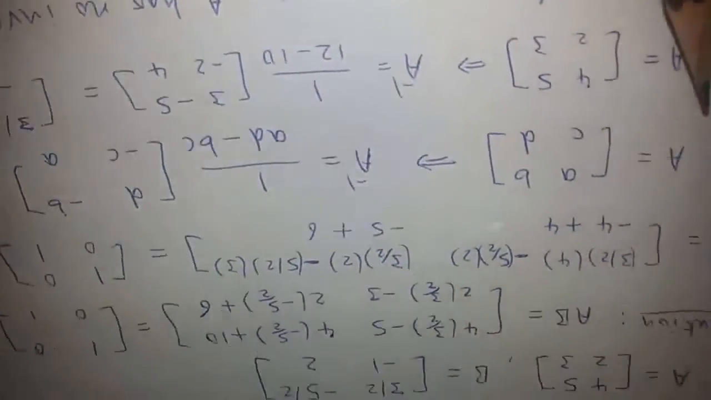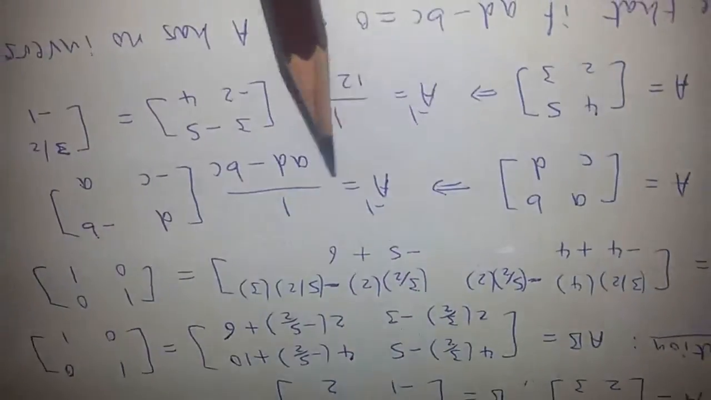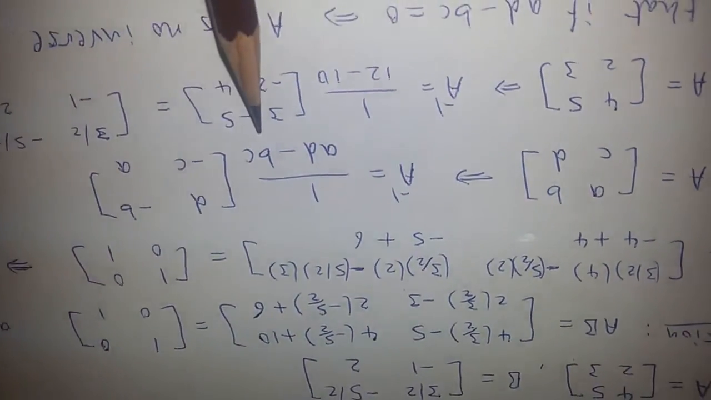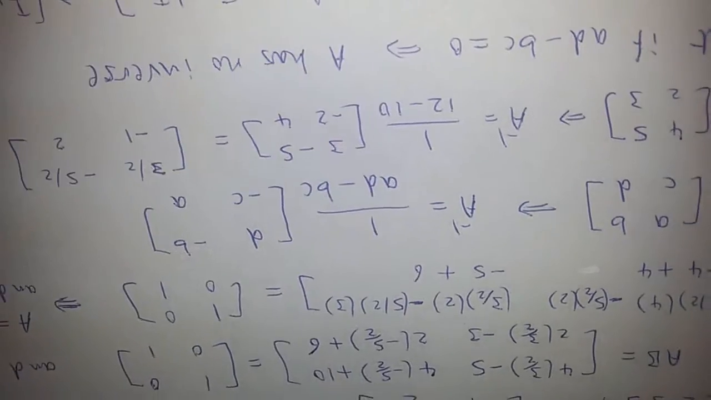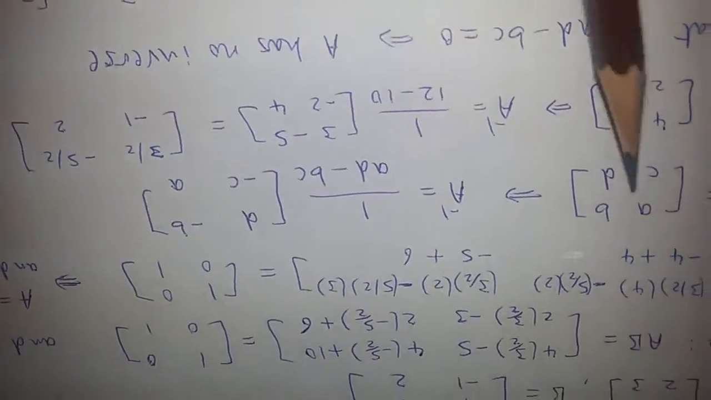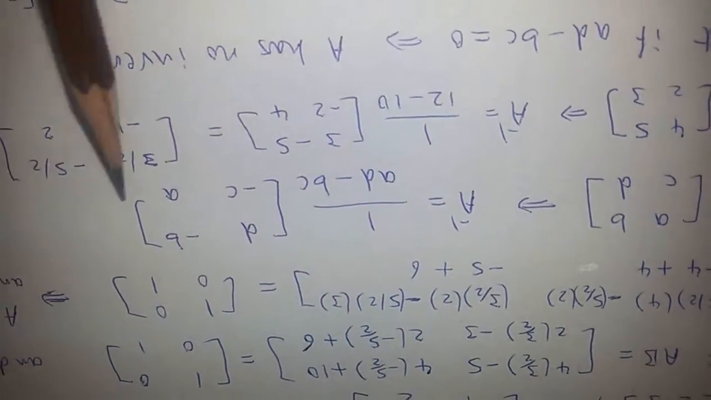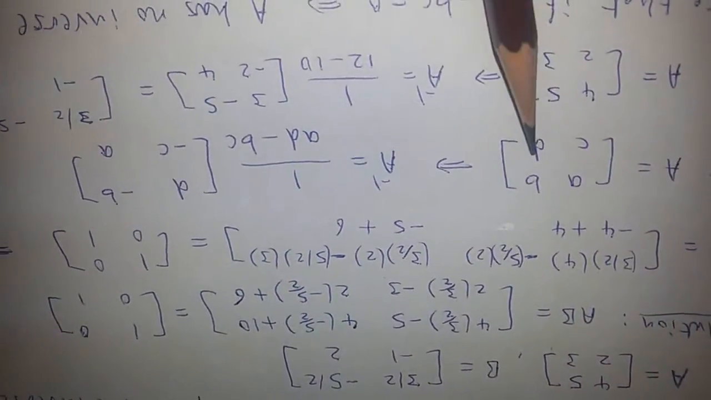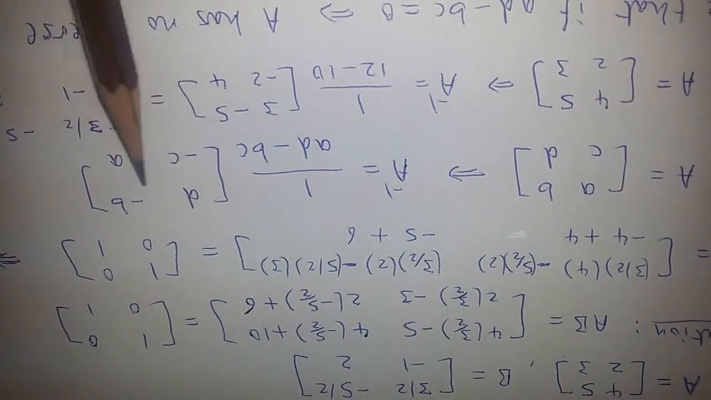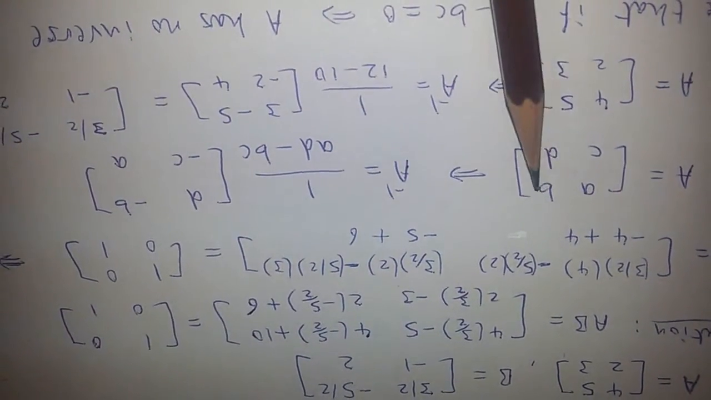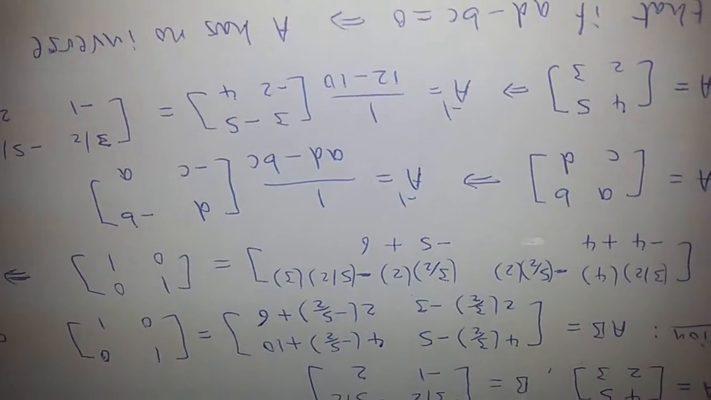Okay. Now this is a method to find A inverse. This is a rule, a way to find A inverse. If this is A, this is A inverse: 1 over AD minus BC, multiplied by the same matrix, but we swap the positions of A and D, and we keep B and C in place, but multiply them by a negative sign.